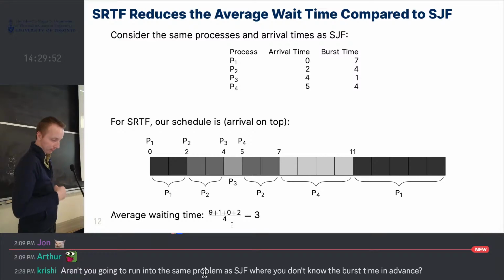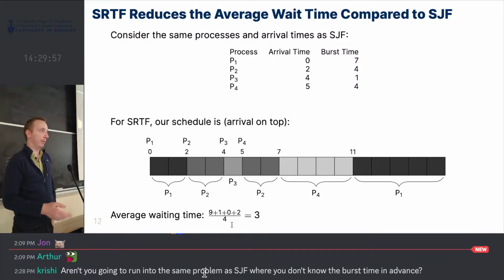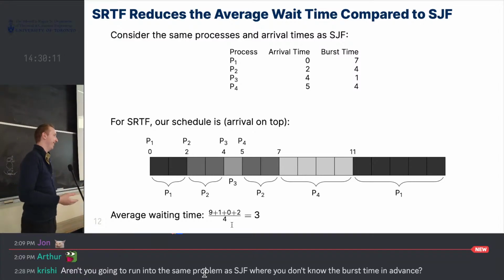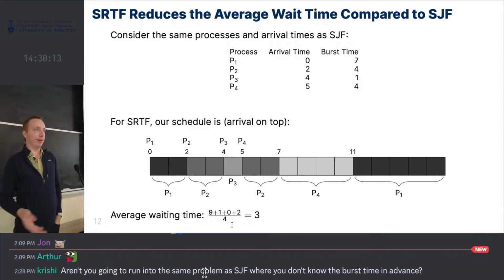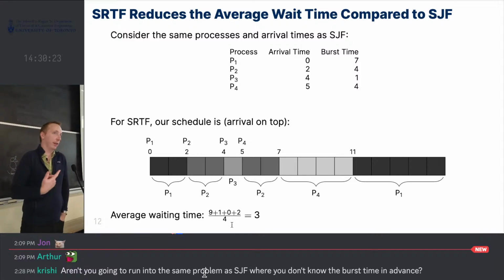Yep. There's another question from Discord, which is aren't you going to run into the same problem where you don't know the burst time? Yeah, so most of the time this is presented because it's provably the shortest waiting time. So you use it to compare things after the fact. We're going to use this as essentially a benchmark, but it has some problems where we don't know the burst times ahead of time, and it has that starvation issue, which if something wants to run for a long time, it might never actually execute.